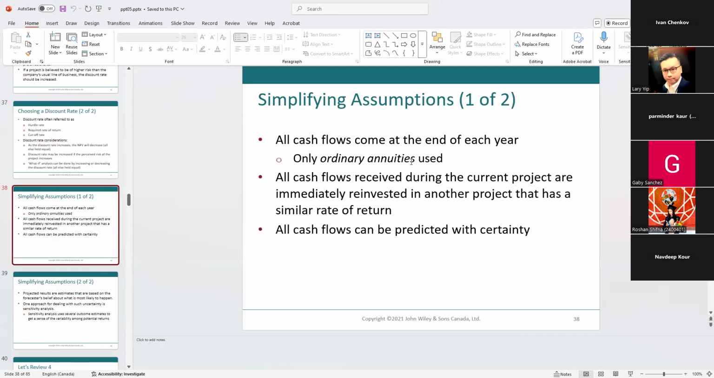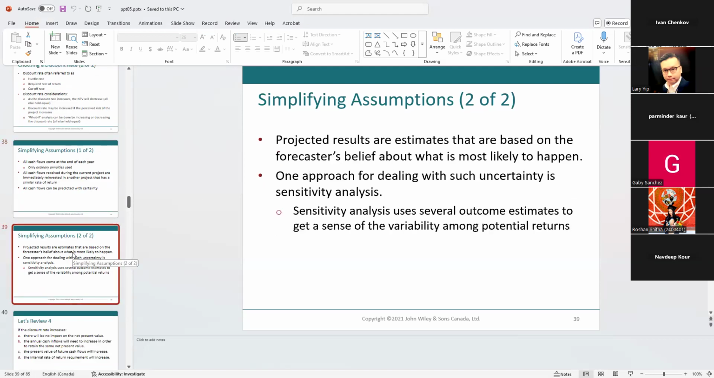Only ordinary annuities are used, where money is received only at one time, at the end of the period. All the cash flow received during the current project is immediately reinvested. And all the cash flow can be predicted with exact certainty. If one of those is not in place, then our calculations will be wrong.